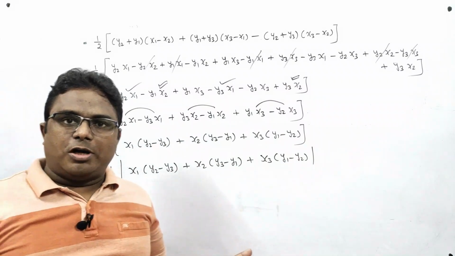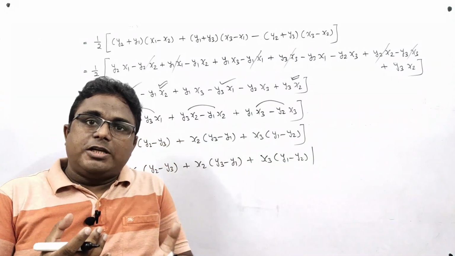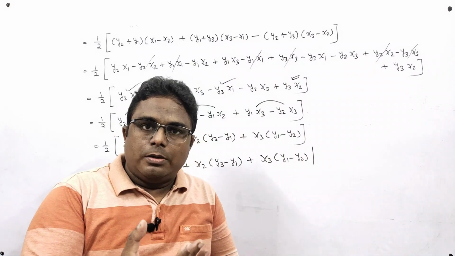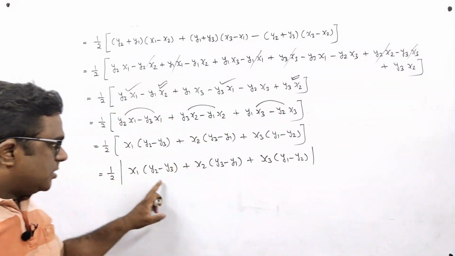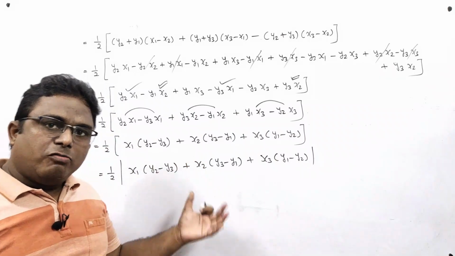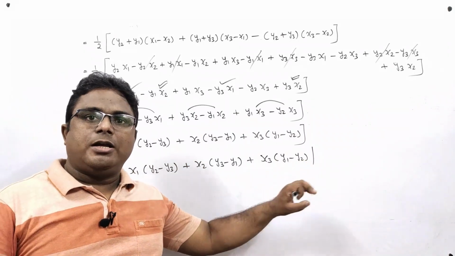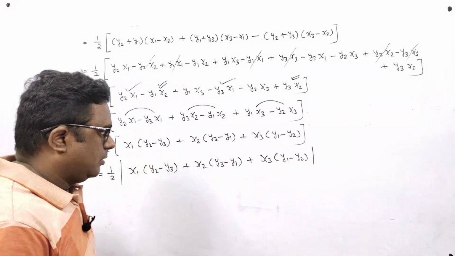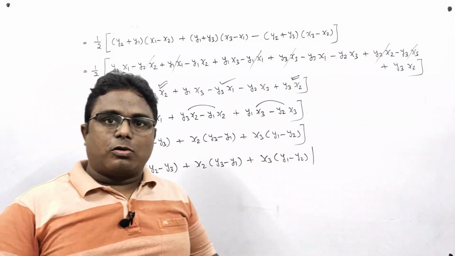And what is the use of the modulus sign? The modulus sign always gives us the numerical value. It ignores the sign. So by chance, if its value is coming negative, in that case, due to the presence of the modulus sign, you will ignore the negative sign. So this is the area formula for the Cartesian plane.